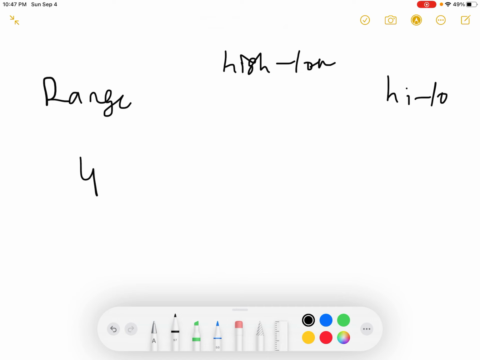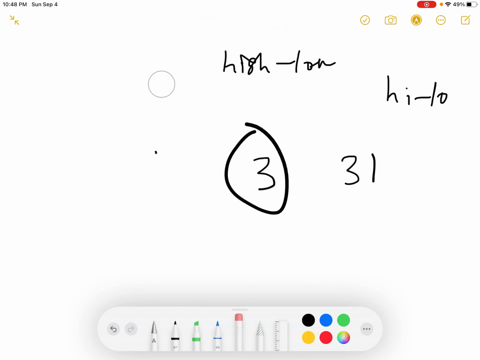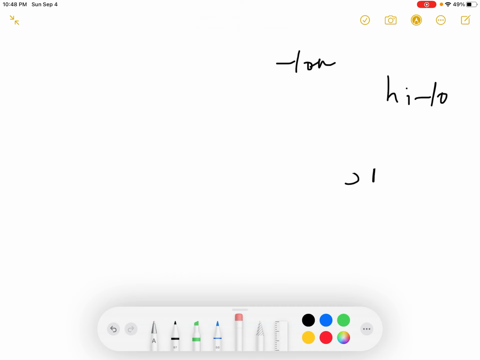So let's say we had numbers 4, 41, 3, I'm just making up random things, 31. The range is this. That's the highest, that's the lowest. Alright, so now that was mostly just like statistics. Now we need to look at probability things.